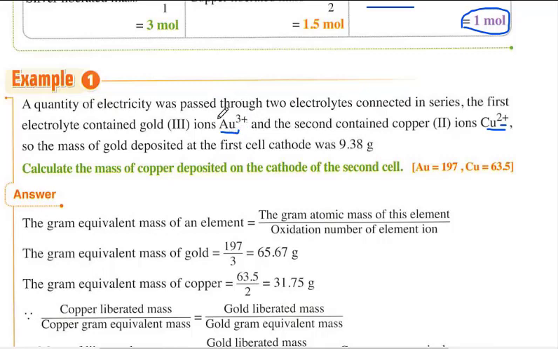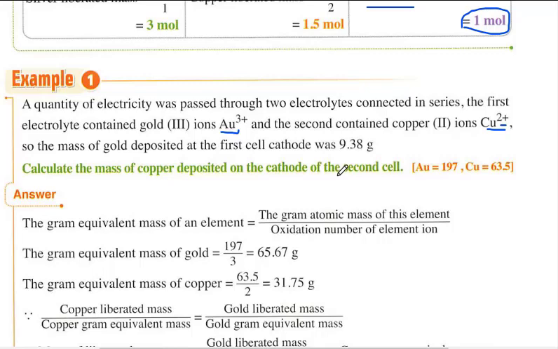So we calculate the equivalent mass of gold. We have to take the atomic mass divided by the number of charges to give the equivalent mass of gold. And for the equivalent mass of copper, we take the atomic mass of copper and divide it by its charge to obtain the equivalent mass. Here, what is the question? He wants to calculate the mass of copper deposited on the cathode of the second cell.